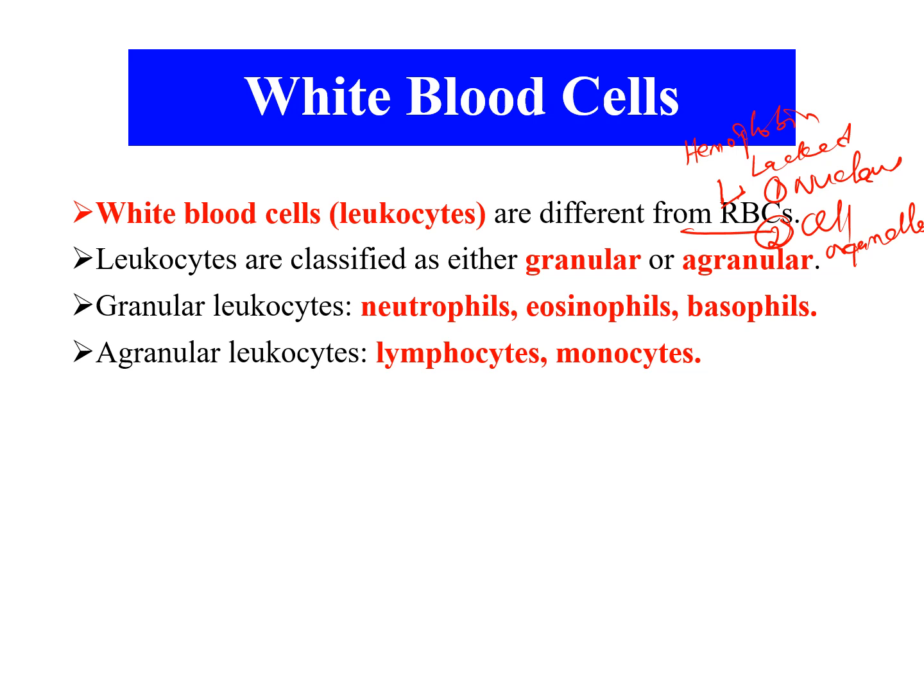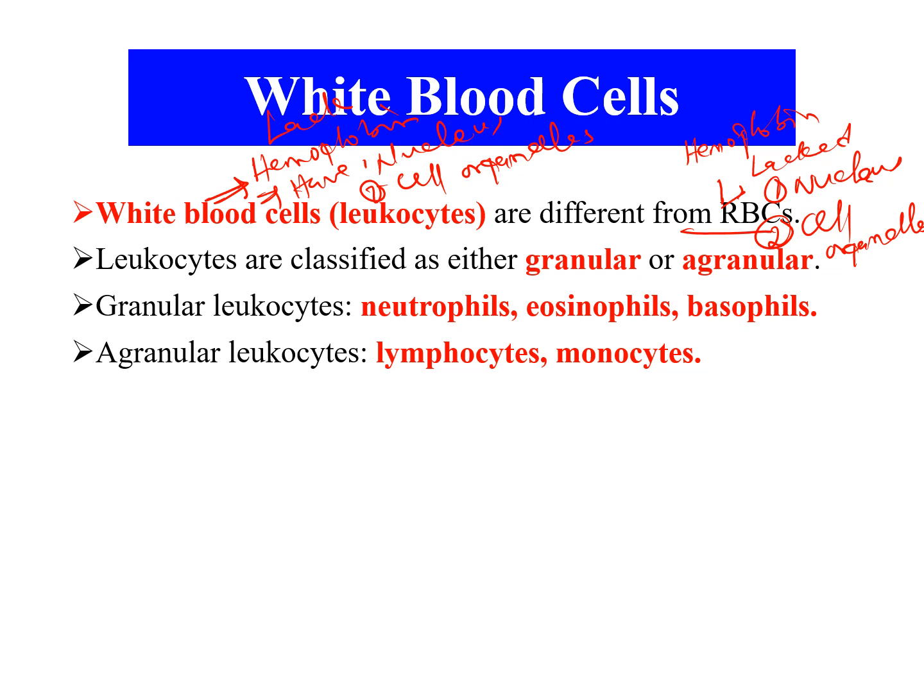Based on these three, white blood cells or leukocytes do not have hemoglobin. So white blood cells lack hemoglobin, but they have a nucleus and they also have cell organelles. So this is how white blood cells are different from red blood cells.